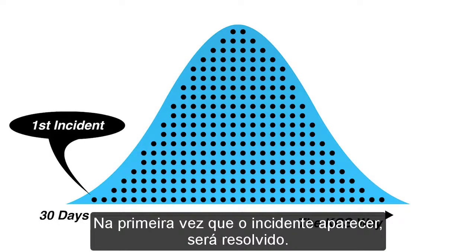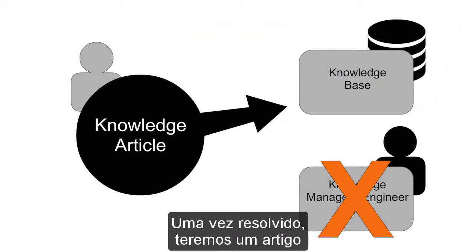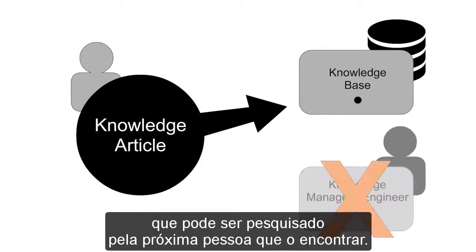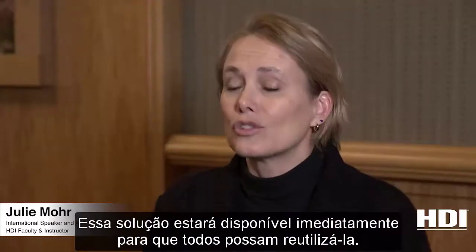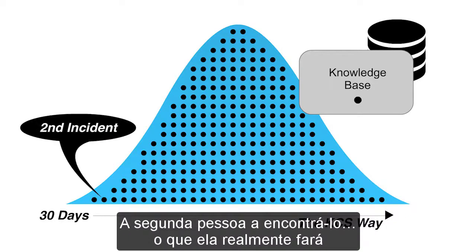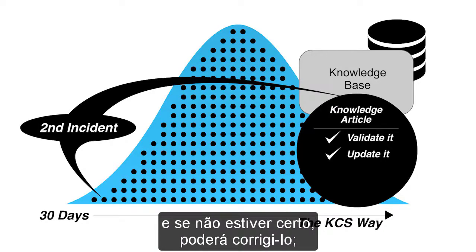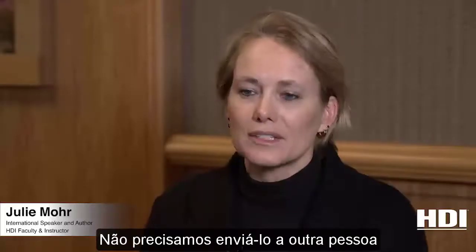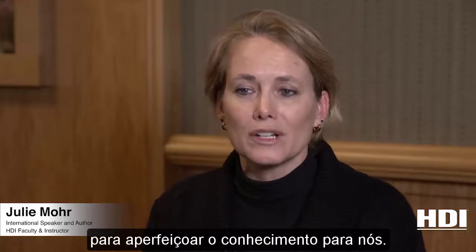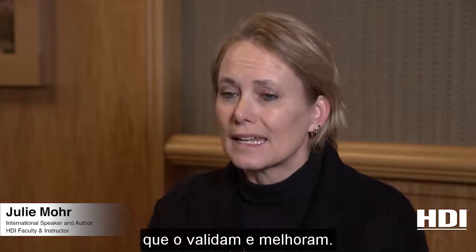The first time the incident comes in, it's going to get solved. However, when it gets solved, we're going to have an article which then can be searched for the next person who finds it. The solution is available immediately for everybody to reuse. And the second person that finds it, what they're going to actually do is validate the article's correct, or they might indeed update it, make it better, or if it was not quite right, they may even correct it. We don't need to send it out to have someone else perfect the knowledge for us. It's there. We have trusted individuals within the support center who validate it and improve it.